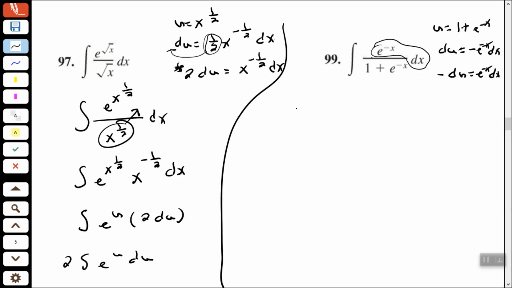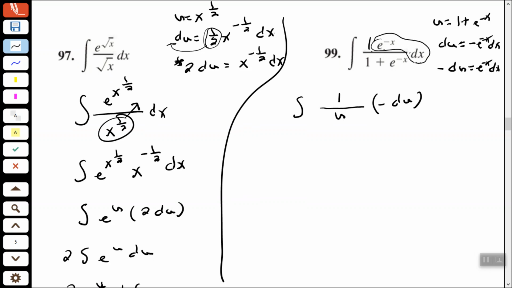Okay, so now I can rewrite my integration in terms of u. All right, so we have 1 over u, and e to the negative x dx is negative du, so times negative du. So remember, we understood the 1 up there, and then we let u equal 1 plus e to the negative x, so that's where the 1 over u came from, and then times e to the negative x dx, which was equal to negative du.